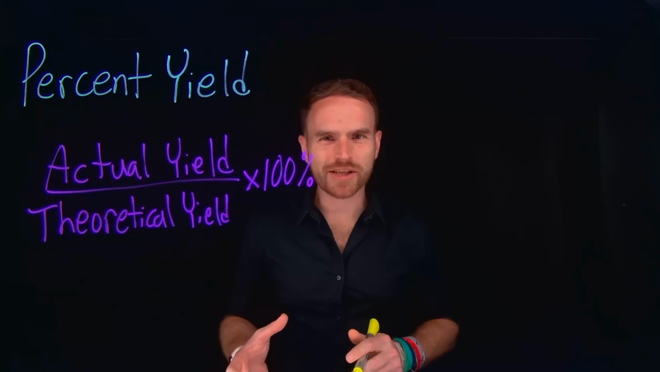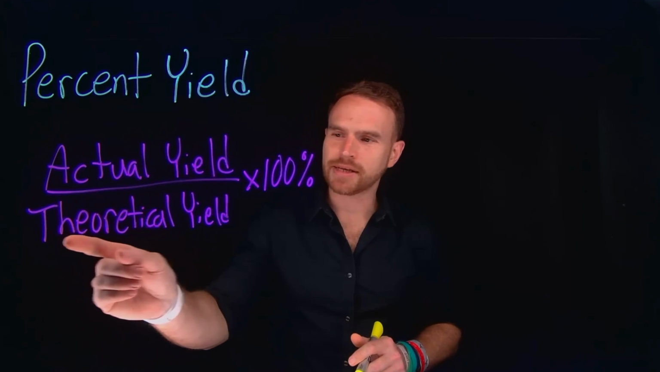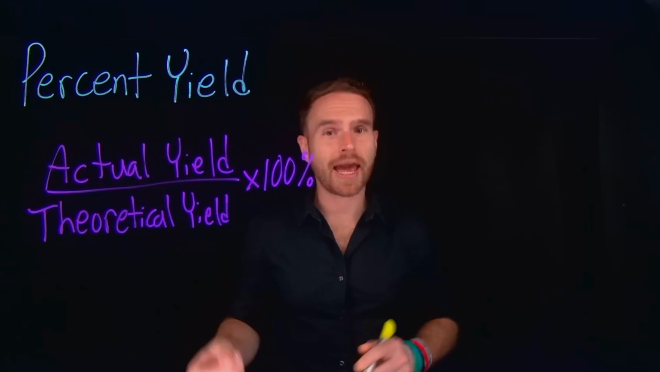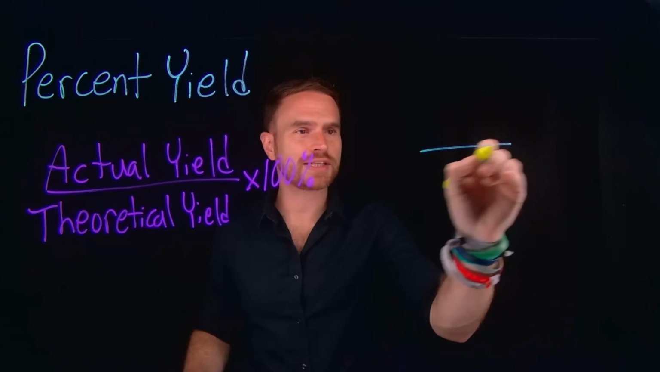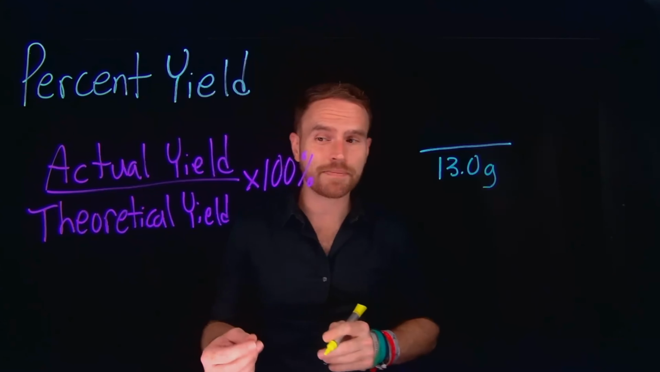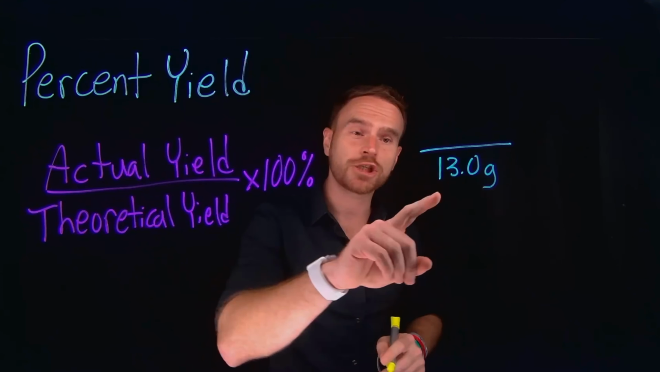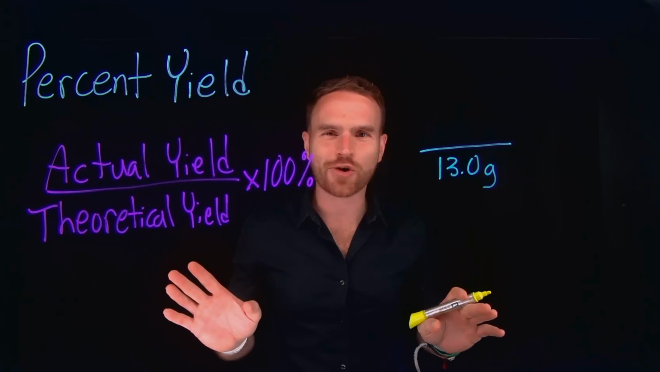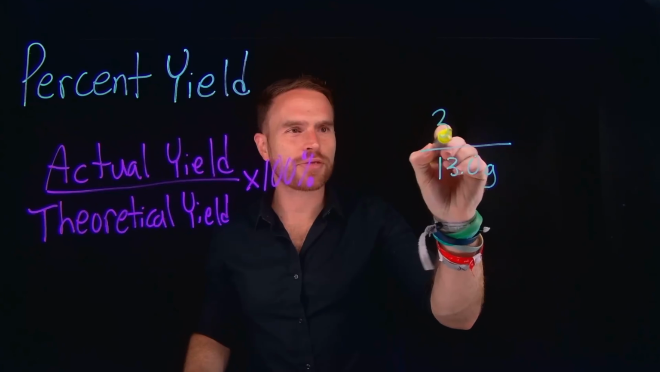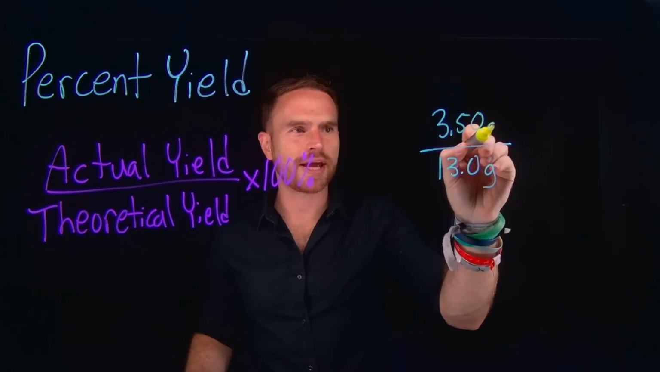Let's take a look at a real example. Let's say that you calculated some theoretical yield for a reaction that you were going to go set up in the laboratory, and you determined that you should make 13.0 grams of the product for that reaction. That is going to be your theoretical yield, or how much you should make if everything goes according to plan. And now let's say you run the reaction and you find that you only made 3.50 grams of your product.